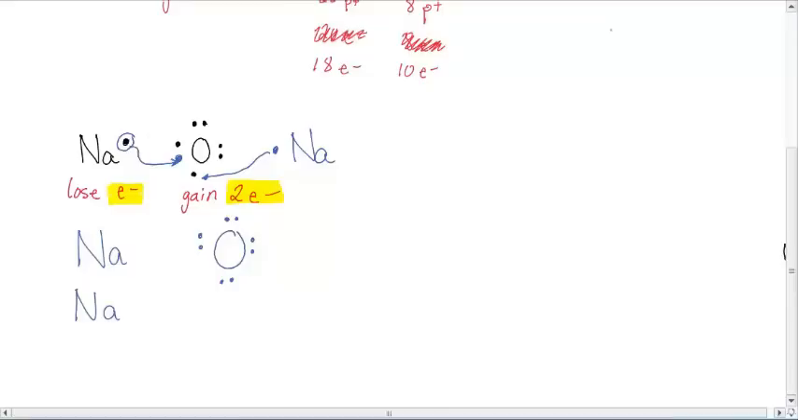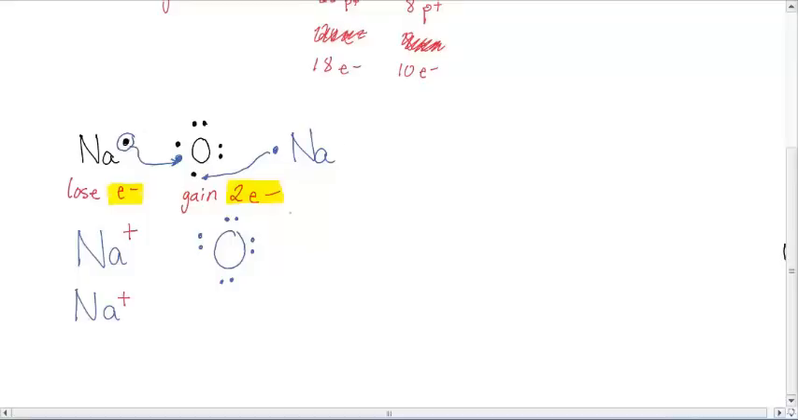But again, just like before, we're not done. We're not done until we've put in the charges. So this sodium atom lost 1 electron. So if it lost 1 electron, that means it has a positive charge. This sodium also lost an electron, which means it has a positive charge.